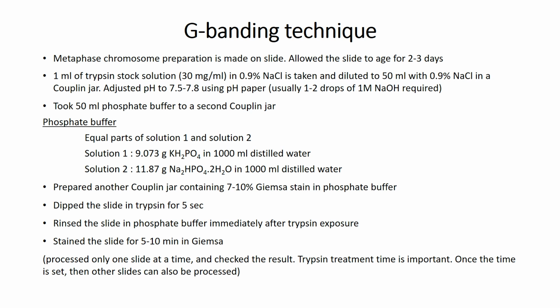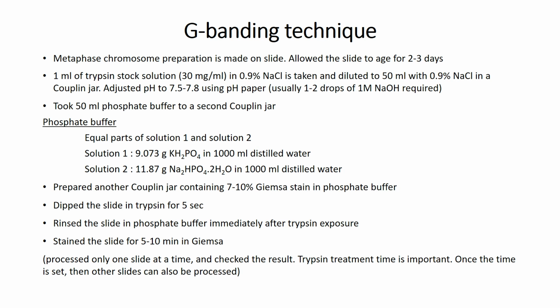You mix the two in an equal ratio so that finally the solution is a buffer. This is a phosphate buffer. The third coupling jar has to be with Giemsa stain. Seven to 10%, 5 to 10% is also fine, of Giemsa stain in phosphate buffer is made ready.